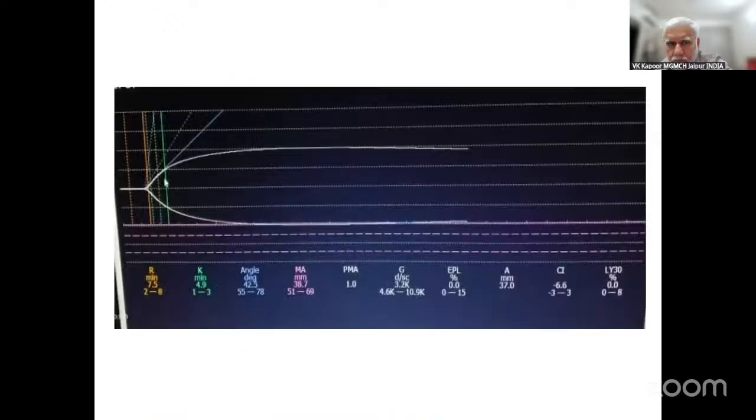So we get this type of graph after we run the sample. It has R time, K time, angle, MA, all written in this report. So on looking at this report, you can individualize the treatment for the patient.